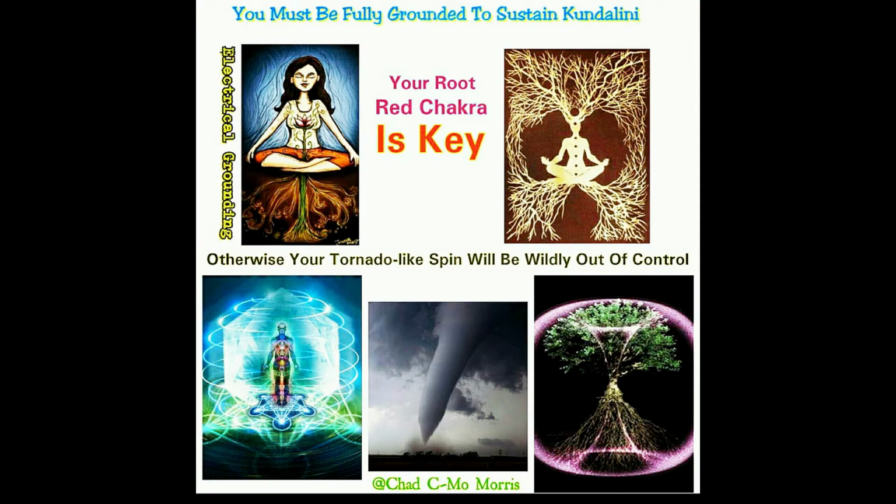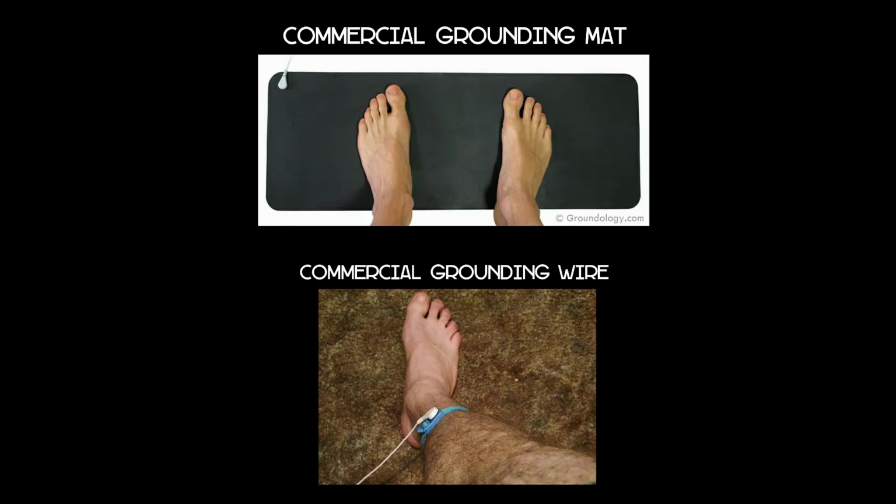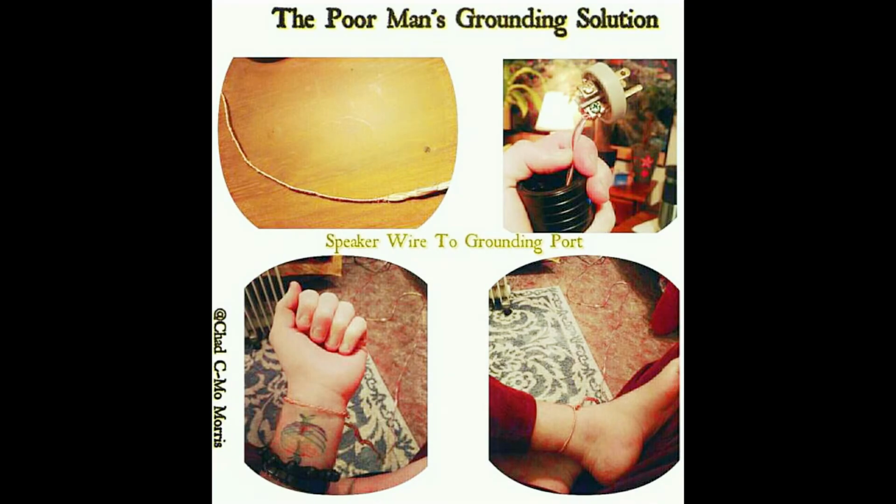Otherwise, it will spin wildly off axis and out of control. However, I know the outdoors are very limited due to weather or accessibility in general, so it's important to know that if meditating inside, you can either buy or make your own grounding mat to sit on or place your feet on, or you can also buy or make your own grounding wire to wrap around your ankle or wrist. The wire plugs directly into the grounding port of an electrical outlet, which then links directly to the house's grounding rods into the earth, which every house built to standards does have.